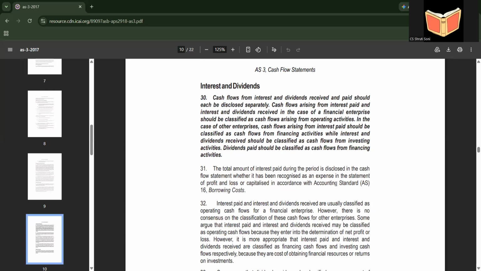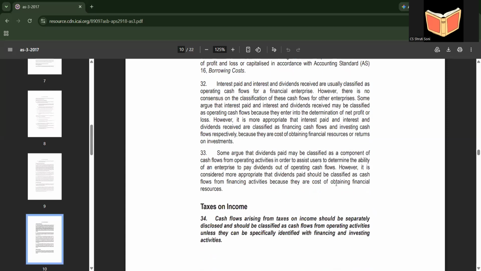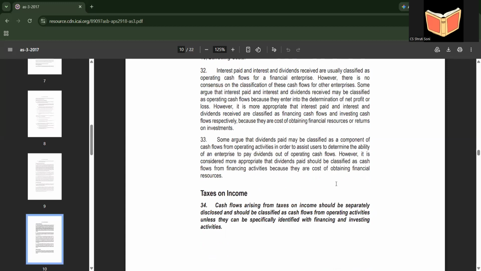Interest paid and interest and dividend received, as in paragraph 32, you can see the same thing. They are usually considered as operating cash flows for a financial enterprise. However, as far as cash flows for other enterprises, there is no consensus. So the most appropriate thing is that it is more appropriate that interest paid, interest and dividend received are classified as financing cash flows. Okay. Now, as far as dividends, it has been clearly mentioned in para 33 that it is considered more appropriate that dividend paid should be classified as a cash flow from financing activities because they are the cost of obtaining financial resources.